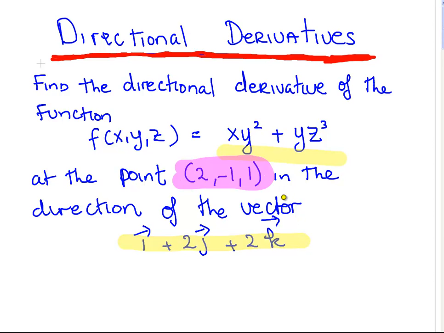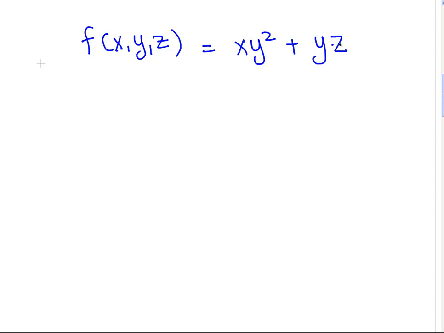Okay, so first off, what we've got to do here is find the gradient, grad of f essentially. So what we're going to do is get the partial derivatives of f. So just recall f of x, y, z is equal to xy squared plus y z cubed.